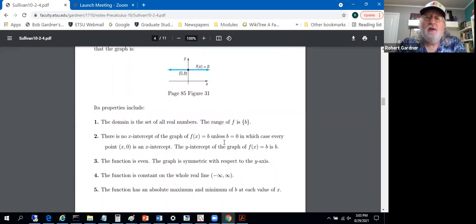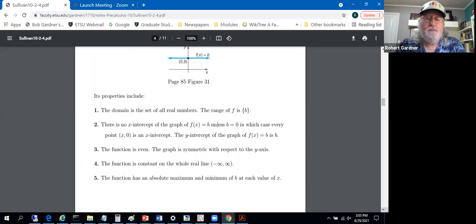Maxes and mins, it's b. The biggest it is b. The least it is b. Everything is b. The maximums, the minimums, everything is b. The max is b, the min is b for a constant function.